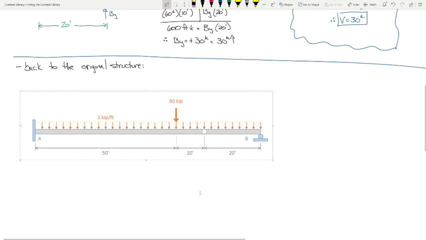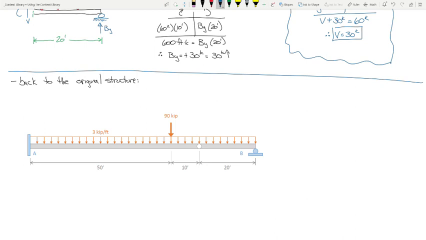Okay, so now let's go back to the original structure. And remember, we had AY, we had BY, we had AX, but we know that's 0, and we had MA. Now, what makes this different this time is now I know what BY is. BY is 30 kips.